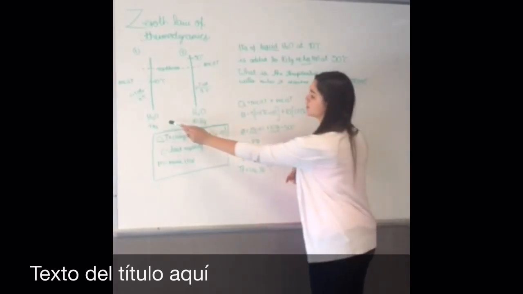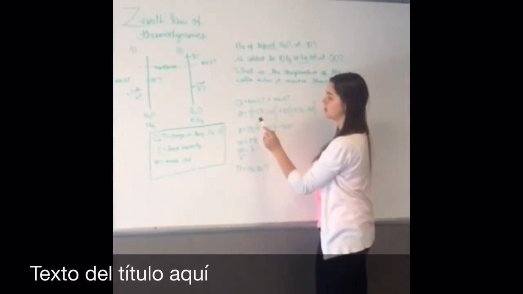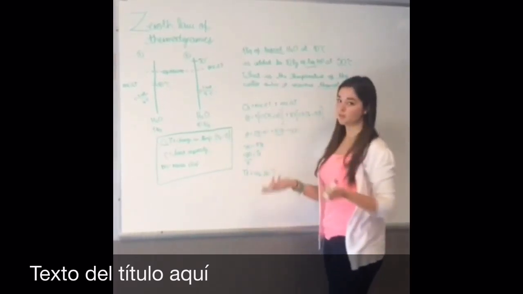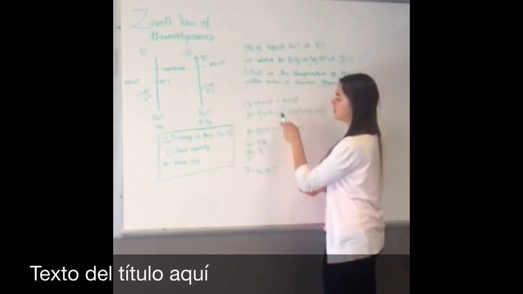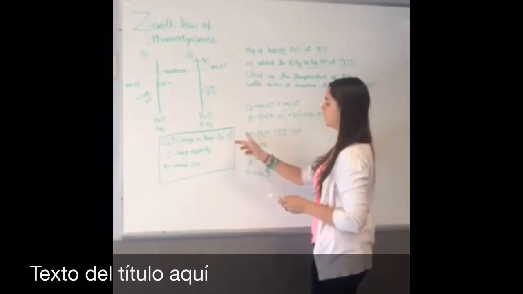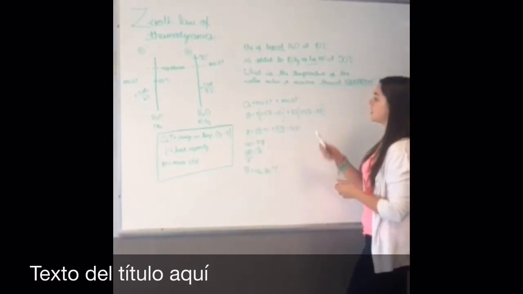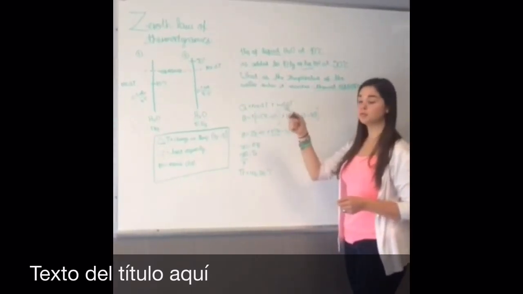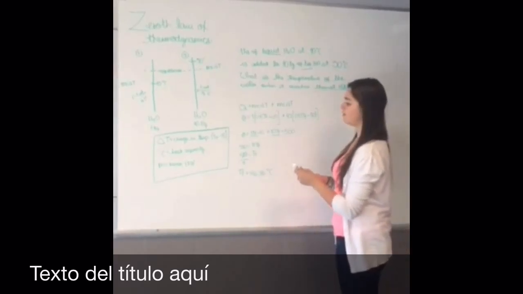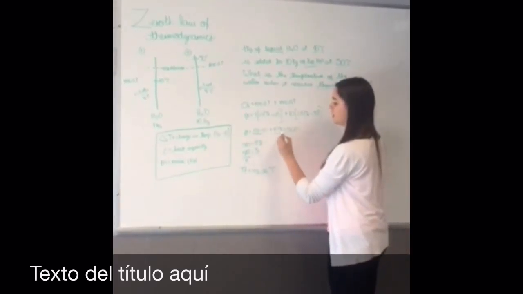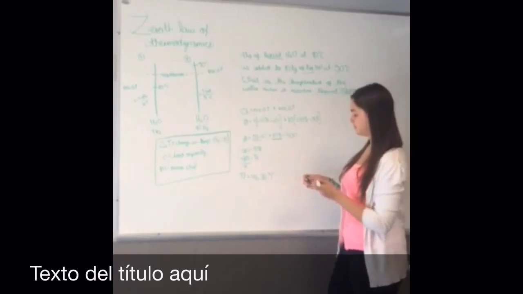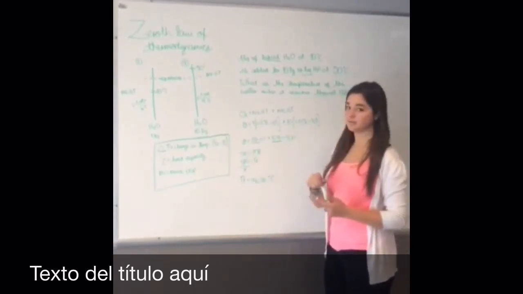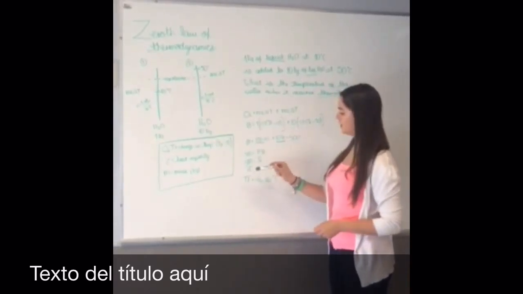M of the first substance, that is 1 kilogram. C, that is the heat capacity, that is 1 calorie. TF, that we don't have. And 10 degrees, that will be the initial temperature. And the second is the same. Then we only have to multiply them. We have TF and TF, so we have to add them.